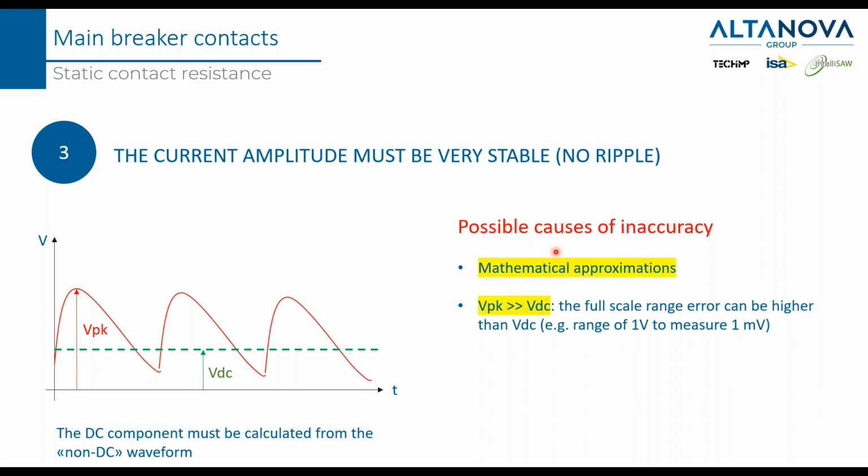Another inaccuracy can be due to the fact that the peak voltage is much higher than the DC component. So you select a range on your, let's say, multimeter or voltmeter in order to measure this peak that is too high, and then in the end you are not able to be accurate in measuring the very small voltage that is the DC component, which will be small for sure. So better to have DC current to avoid these possible inaccuracies.